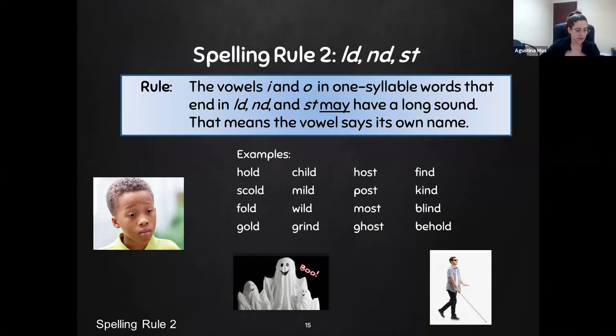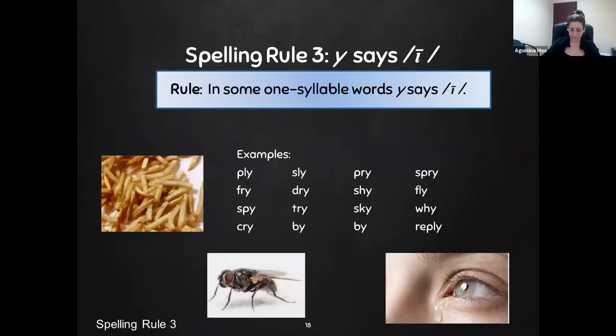Let's go to the next one. The next one is Y says I. And the rule is that, again, in one syllable words, the Y says the long I sound, as in dry, shy, spy, cry. These are simple to do and simple to understand.